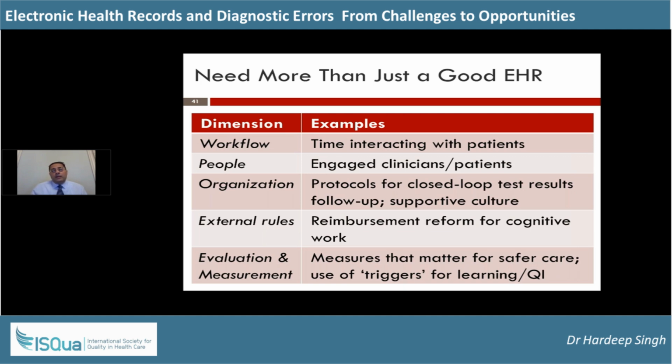But essentially, we should be thinking about what are the measures that matter for safer care. We have all sorts of quality measures and safety measures, but many of them are meaningless. How do we develop measures that are more meaningful for safer care? So one example I gave you was triggers of computerized big data. Could they be used for learning and quality improvement? So these are just the model in action that I just walked you through.